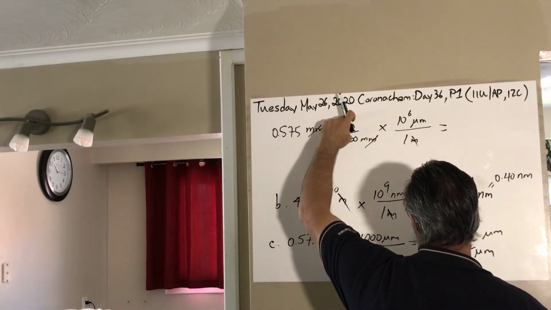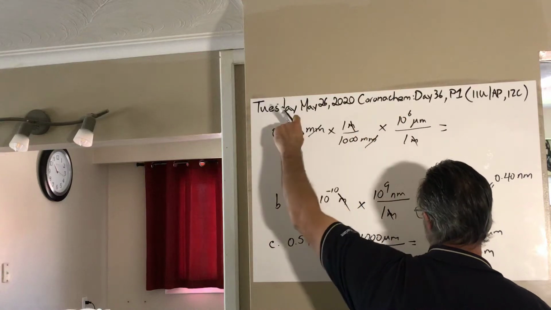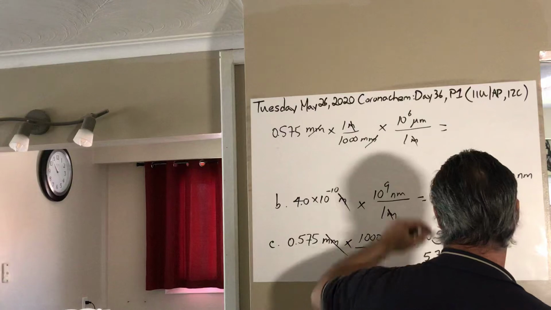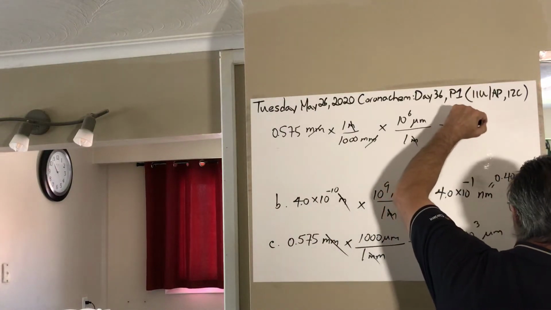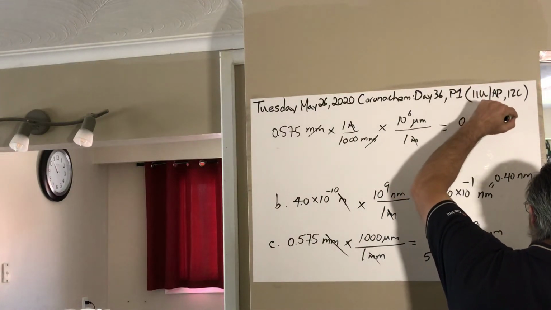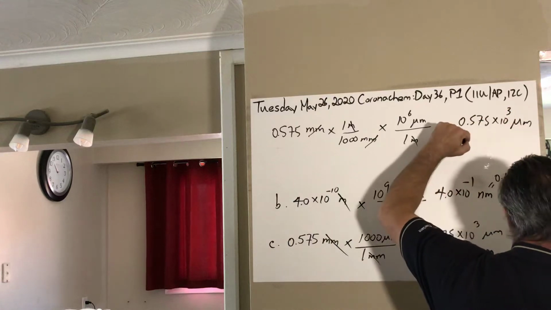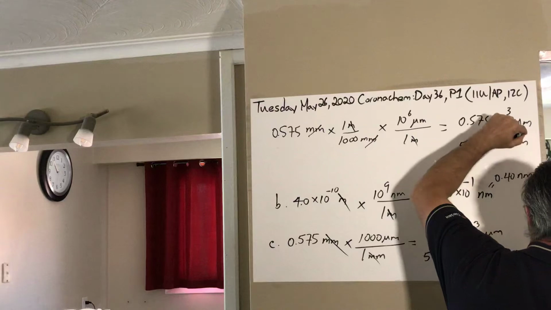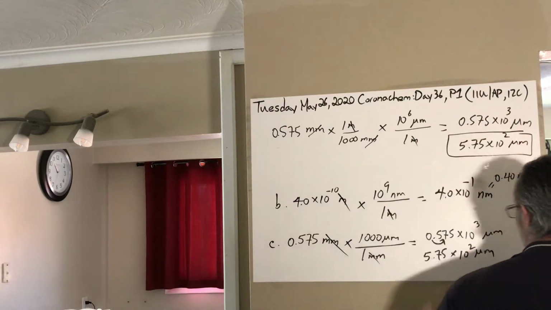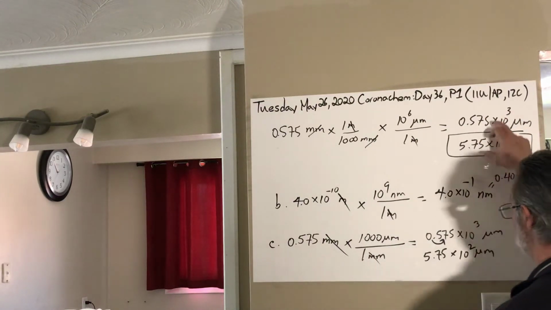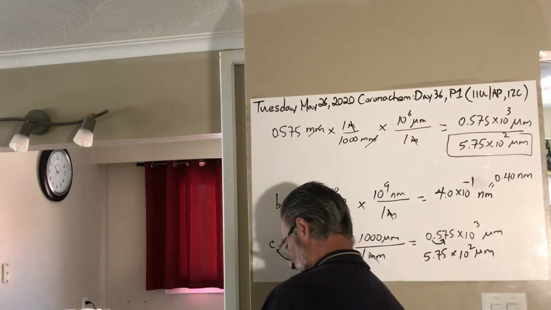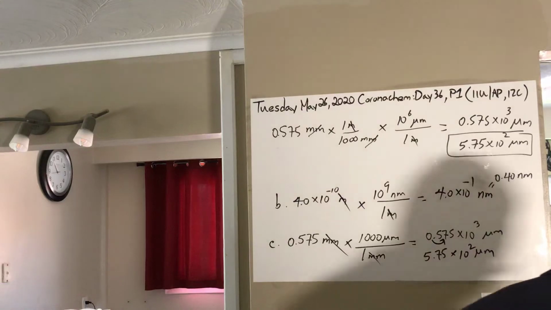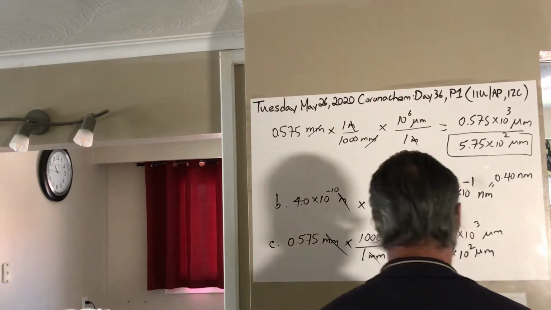and the final answer will be 10 to the negative 3 times 10 to the positive 6, which gives you 10 to the positive 3, so it'll give you 0.575 times 10 to the positive 3 micrometers, which then of course works out to 5.75 times 10 to the power of 2 micrometers as your final answer. Same strategy to go from here to there as it did from here to there. The next one I was going to do with you was 126, which is just more practice along these lines.